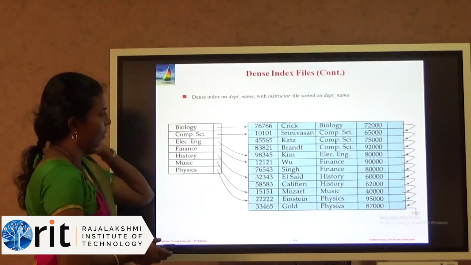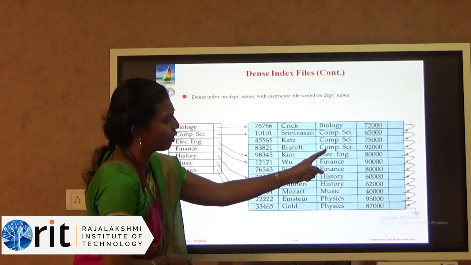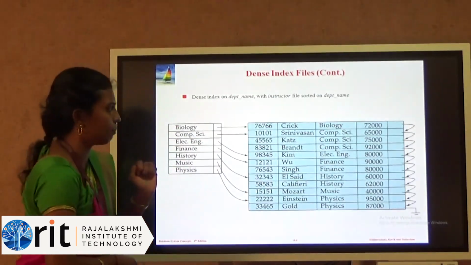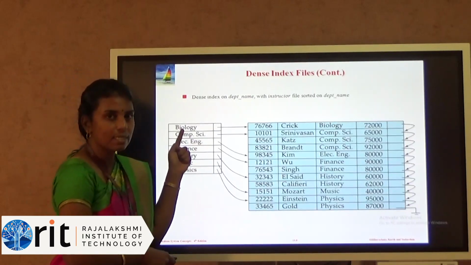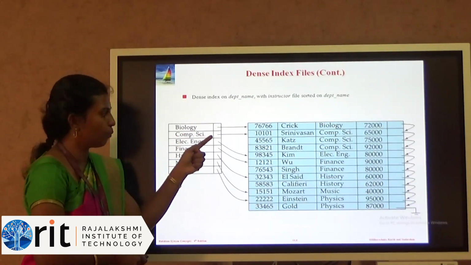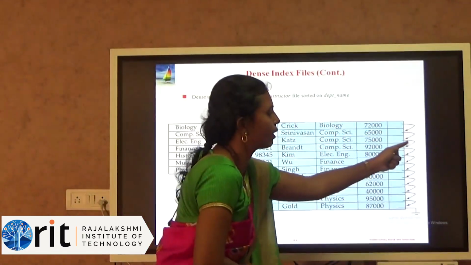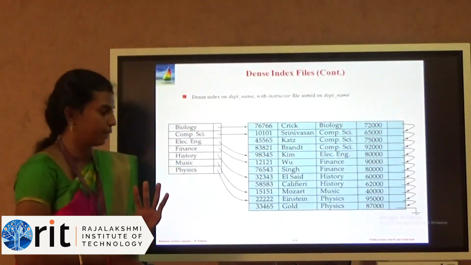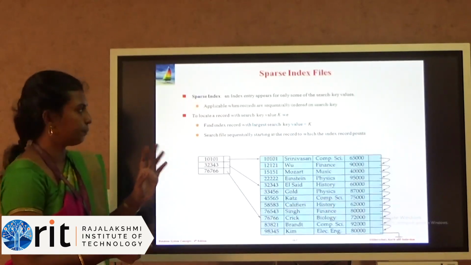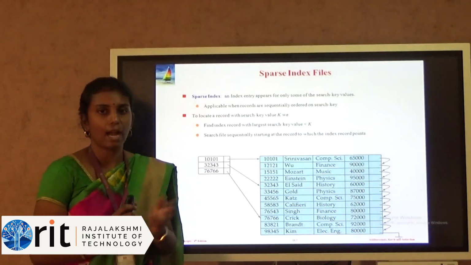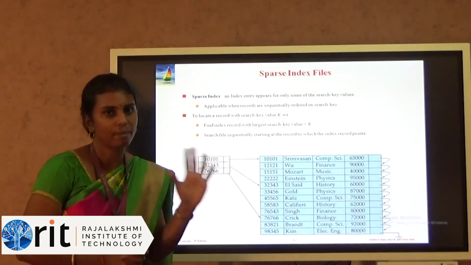The department name comes under the category of candidate key. So there are three records under the computer science department. This search key value, computer science department, only locates the first record. From this record I can easily locate the remaining records by following the pointer. Okay. Next, sparse index, another form of primary index.